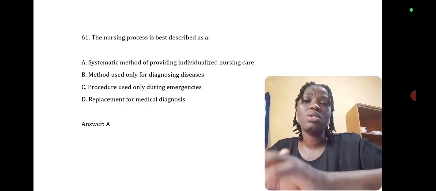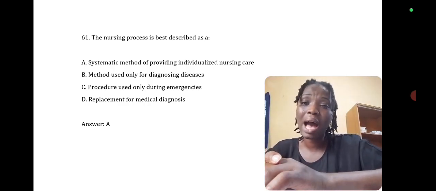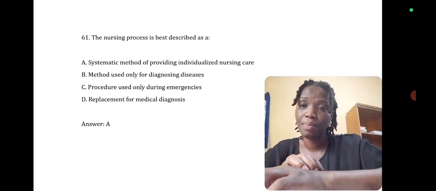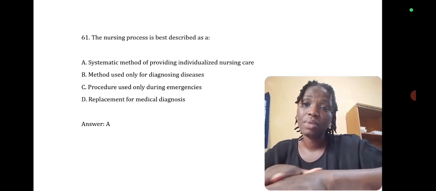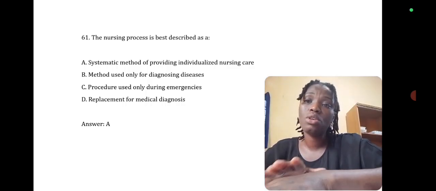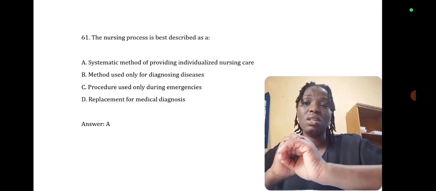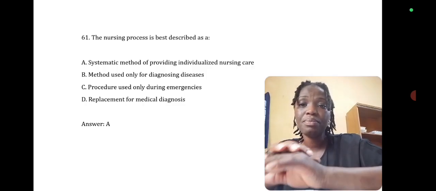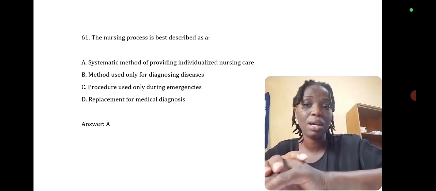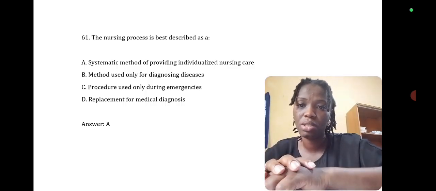ADPIE. So this framework is used to deliver holistic and patient-centered care to all patients that come in contact with the nurse, or that the nurse is caring for. So nursing process is a framework that uses this individualized, holistic and patient-centered care to care for each patient.